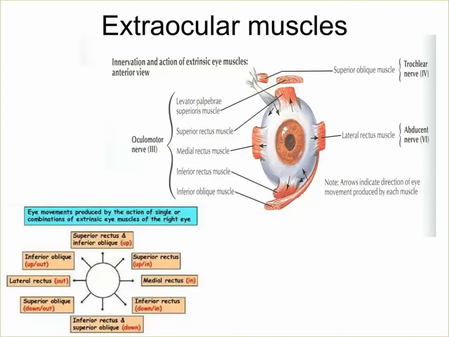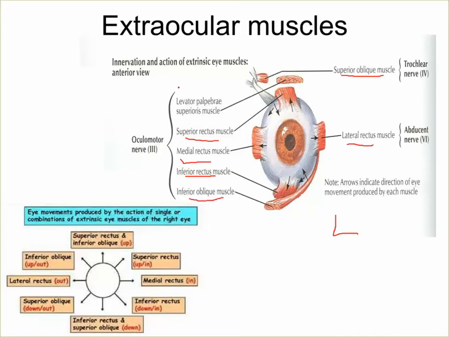Let's move on. This is a photograph related to the left side. This is the left eye. You can see the lateral rectus, so with this you can make out it is the left eye, and this is the medial rectus here, the superior rectus, the inferior rectus right down. Then you have the oblique muscles. This is the superior oblique here, and this is the inferior oblique.